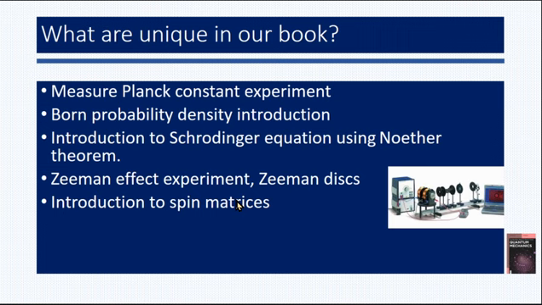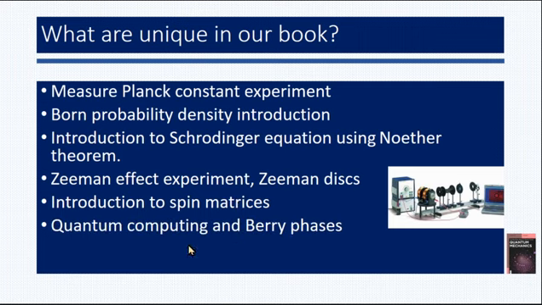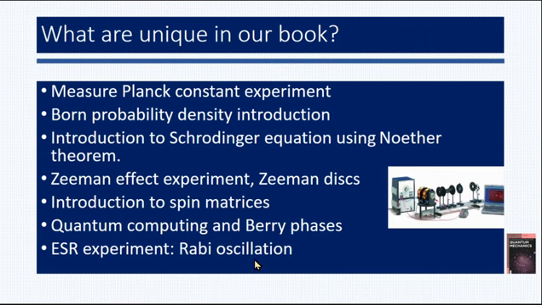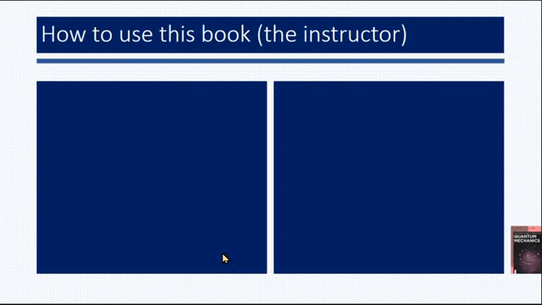And when we introduce spin, we actually have a special way to introduce it. This is basically an extension of Fermi's very important quantum mechanics book, and we found it's very useful and accessible to the students. Then we have quantum computing and preface. The experiment is also introduced, and it allows the students to measure the Rabi oscillations, which is quite useful and important. So the next question is how to use this book.